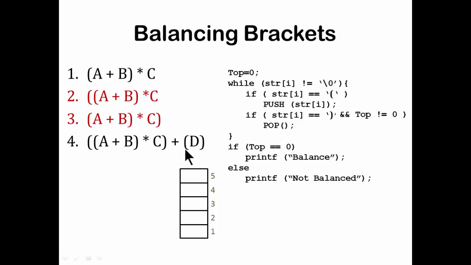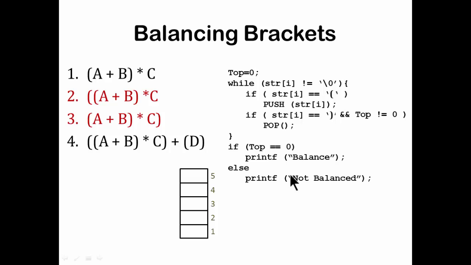Then after plus you get a left parenthesis, so again there will be a push operation, so the stack will be populated by a left parenthesis, and after D there is once again a right parenthesis and the top is not equal to 0, therefore this will be popped from the stack. Now once this while loop has completed, what is the value of top? The top is equal to 0. That means there is a balance in the brackets.